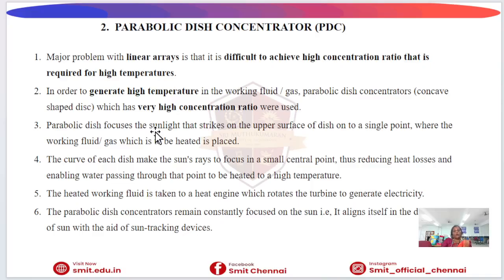The other type of concentrator collector is the parabolic dish concentrator. This system uses a dish-shaped mirror that focuses sunlight into a single focal point. Because all the sunlight is concentrated at one point, it can produce very high temperatures. The working fluid located at the focal point absorbs this heat and transfers it into a heat engine. The heat engine then drives a turbine to generate electricity.